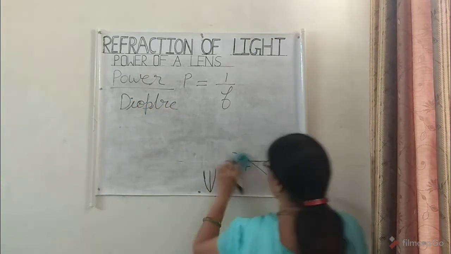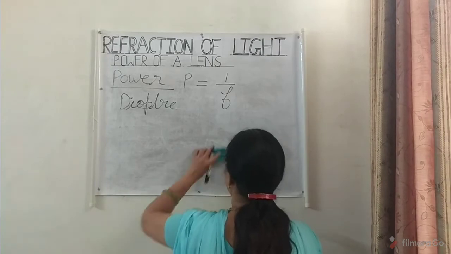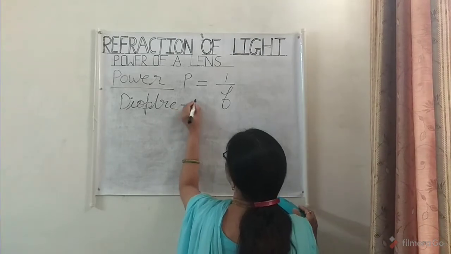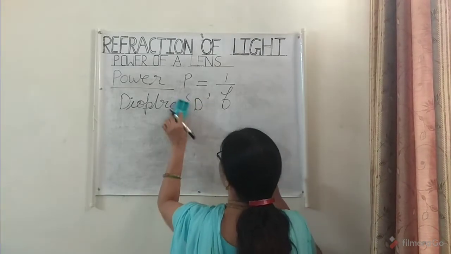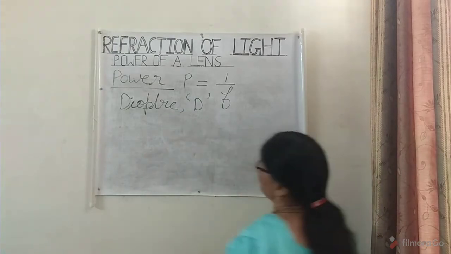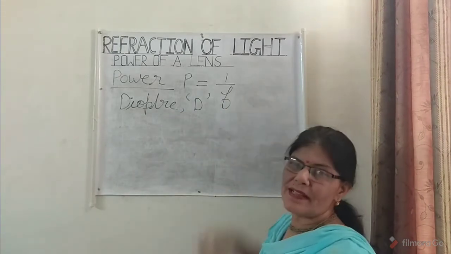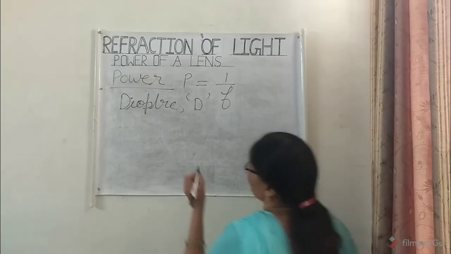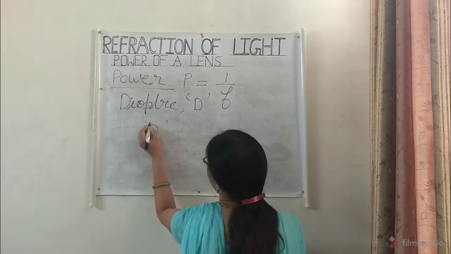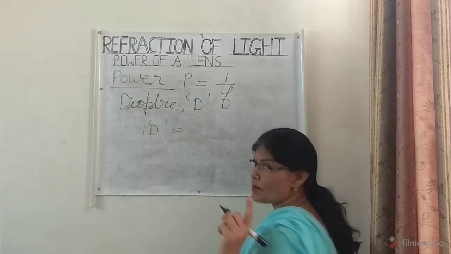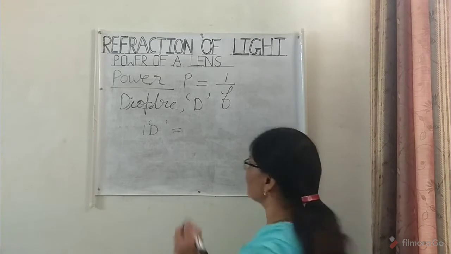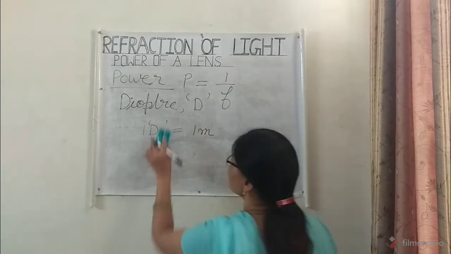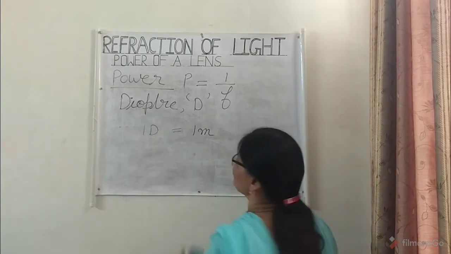The unit of power is diopter and it is denoted by capital D. In case of power, we consider focal length in meters, and in that case 1 diopter is the power of a lens with the focal length 1 meter.